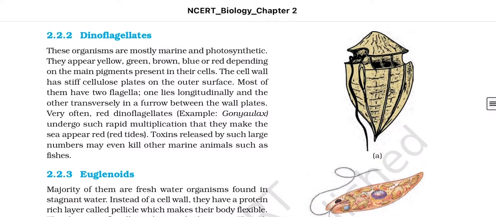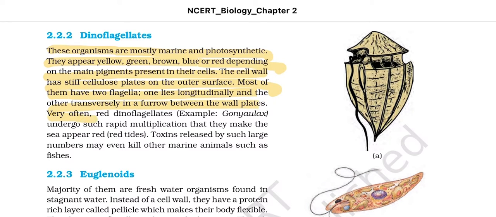Dinoflagellates. These organisms are mostly marine and photosynthetic. They appear yellow, green, brown, blue, or red depending on the main pigment present in their cells. The cell wall has stiff cellulose plates on the outer surface. Most of them have two flagella. One lies longitudinally and the other transversely in a furrow between the wall plates.